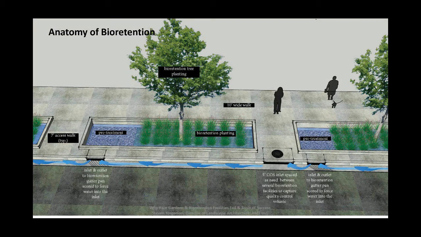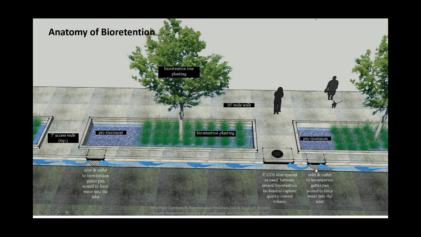Here's another example of how that system works going down the gutter. And you can see the water running down the gutter. It goes into the stormwater facility or the bioretention here. There's pre-treatment. And then when this overflows, it fills and goes back onto the gutter, or it cannot go in, and then it goes into an inlet. So that is the process that is used.